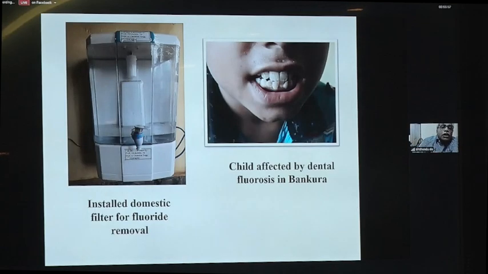Okay. So this is one of the domestic filters that has been installed in one of the households where their child has been affected by dental fluorosis.